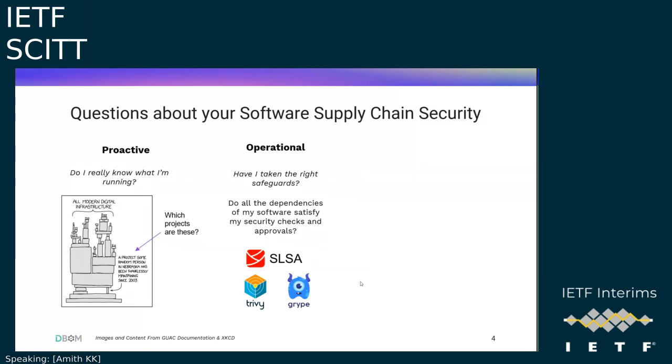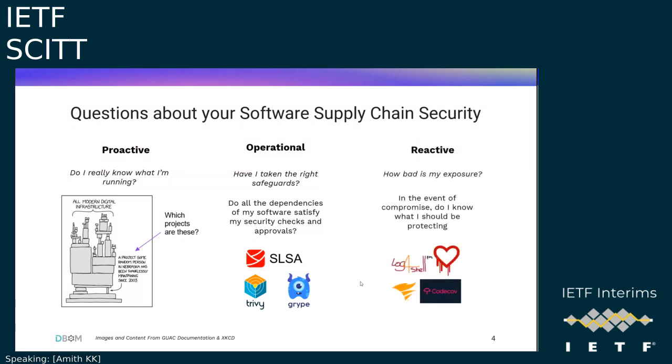And then finally, last but never the least, you have the reactive questions, right? There's a big exploit, something like Log4Shell or Heartbleed or something as bad as SolarWinds. In the case that unfortunately happens, what should I be protecting? What things should I be looking at patching? What should I be putting behind the firewall? What should I be taking down if it's not critical? All those questions.